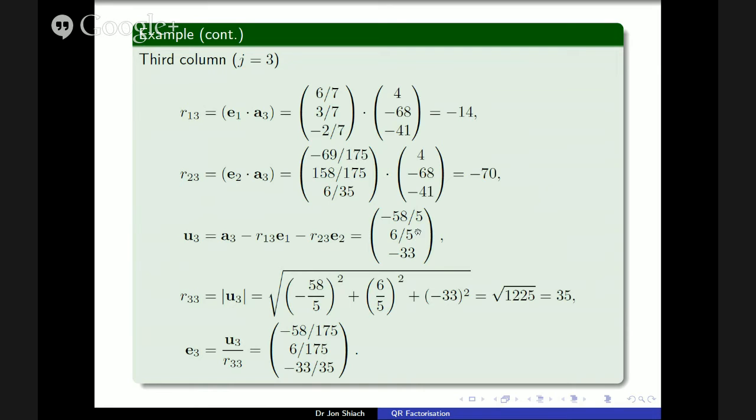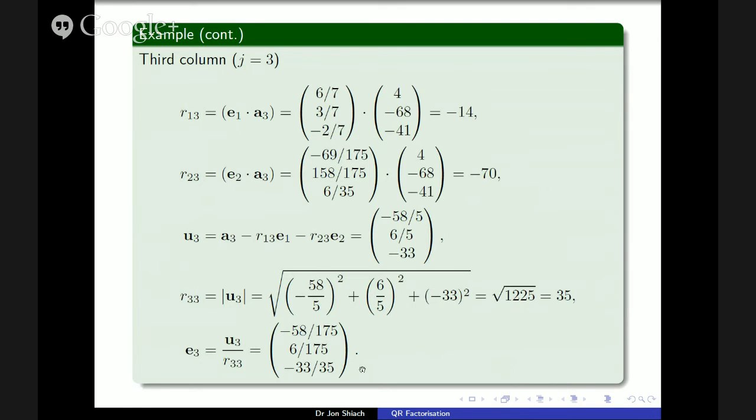Okay, we need this to be a unit vector. So again, if we calculate its magnitude, R33, nice numbers, happens to come out at 35. By the way, doing this in practice, you'll never get nice numbers like this. I've deliberately used a matrix where it does give you nice numbers. So R33 is 35. Divide our U3 by 35, and we get this.